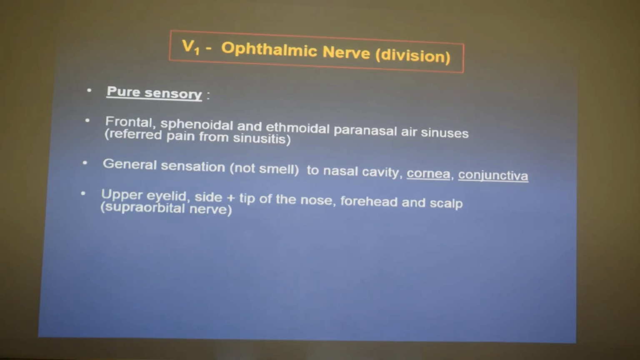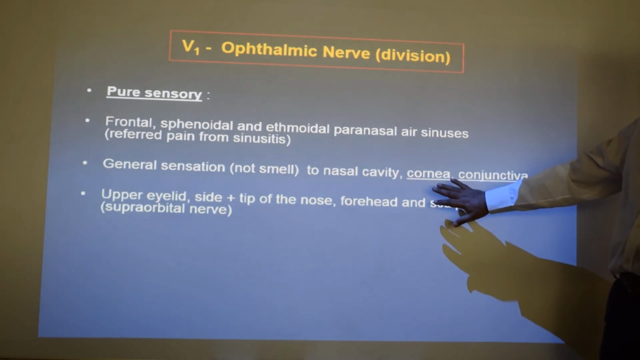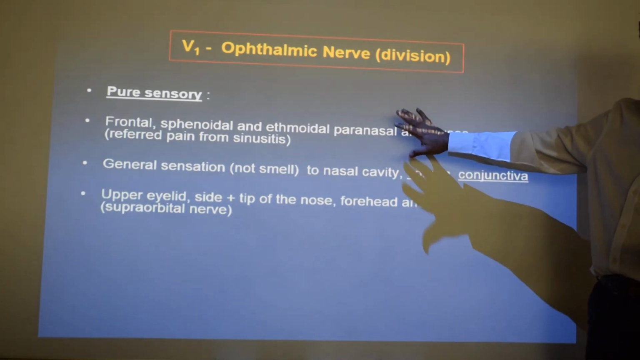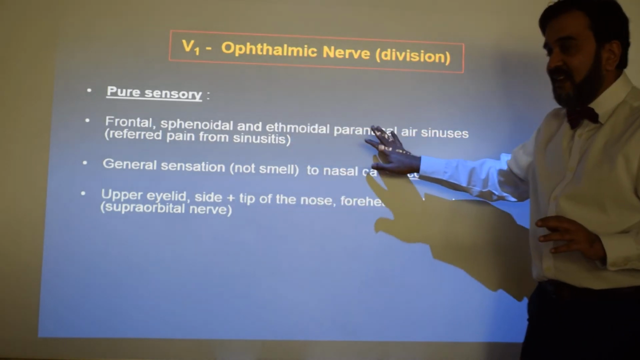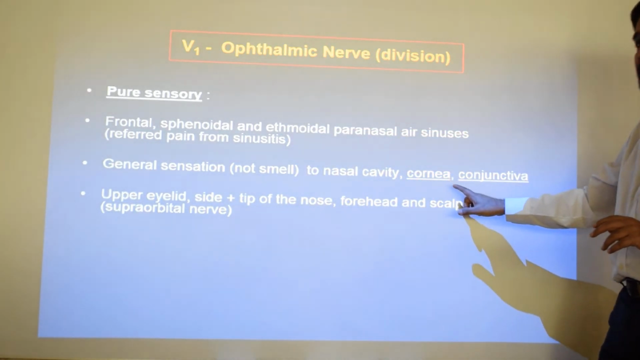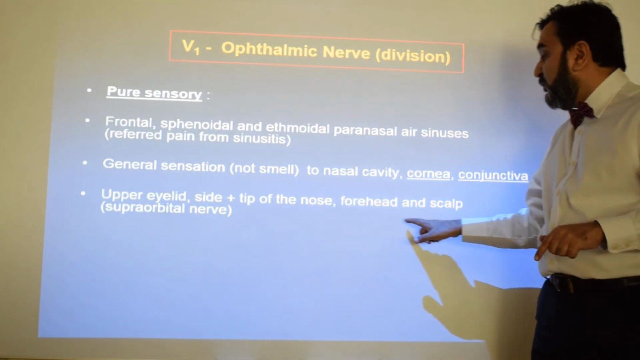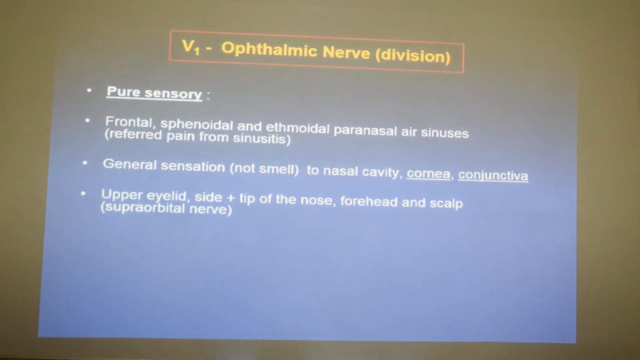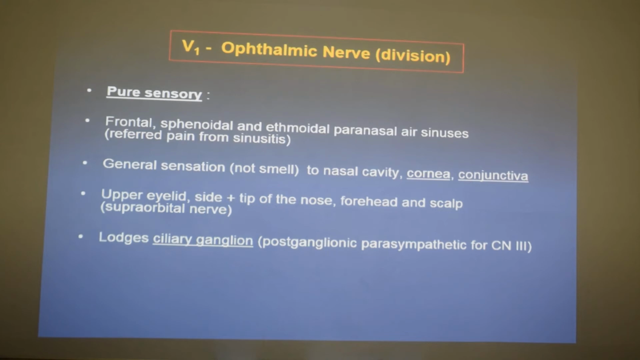If we concentrate on these parts, and then we see which branches are going to supply which parts, so that we can link it up. So we need to keep in mind these sinuses, nasal cavity, cornea and conjunctiva, your upper eyelid, tip of the nose, forehead and scalp. So keep this in your mind when we are going to talk about the branches. And it lodges the ciliary ganglion, which is going to supply the parasympathetic supply of the third cranial nerve.